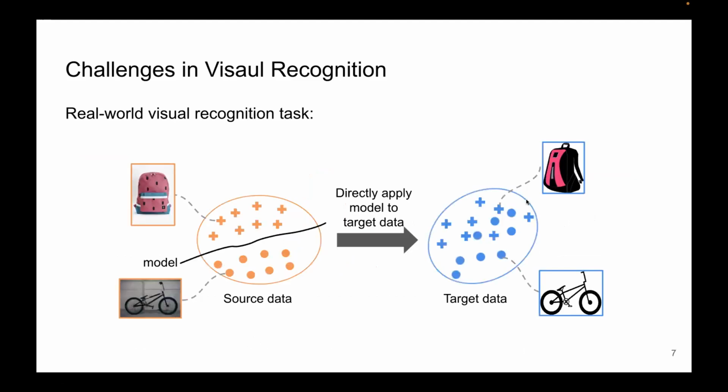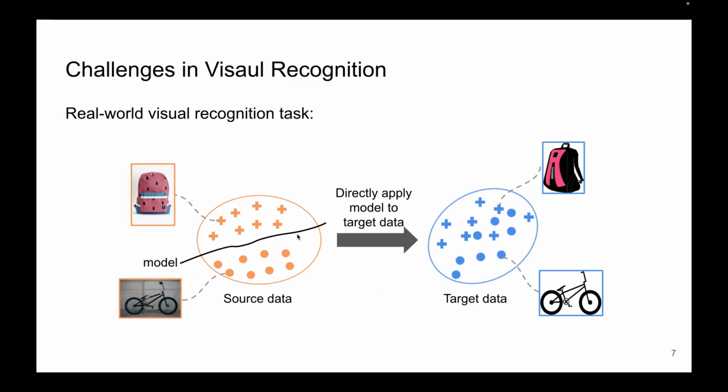So here is the motivation of visual domain adaptation. The goal is that we want to adapt the model from source domain to target domain and improve the accuracy in target domain.